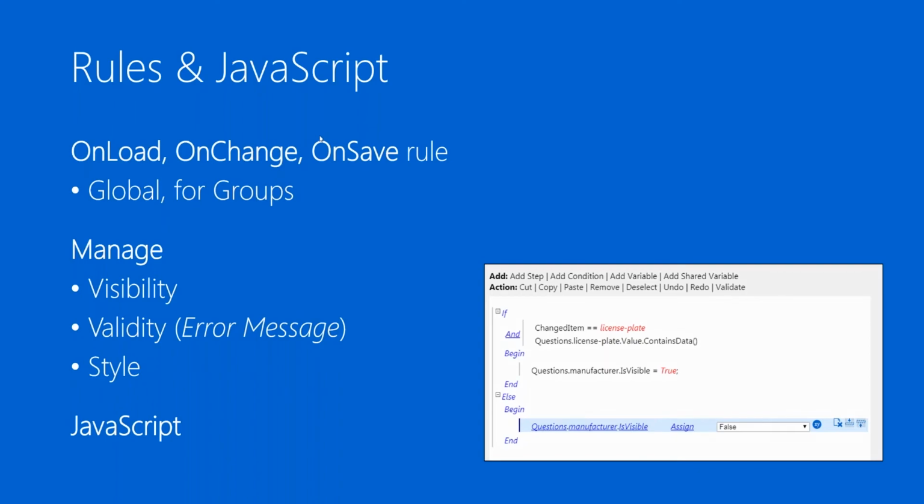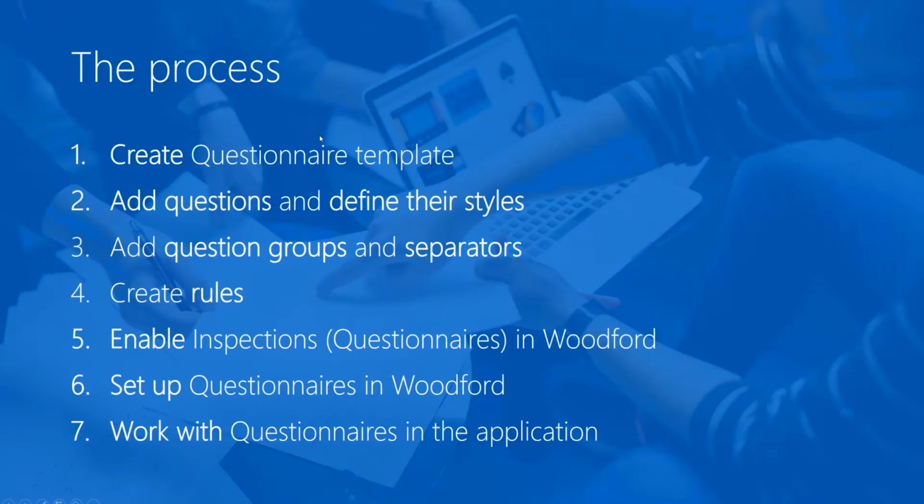So the overall process would look something like this. You would create a questionnaire template, add questions, and define how they will look. You will structure them into question groups and perhaps use separators for better clarity and maybe a more refined look of your questionnaire. You will also create rules to define the logic which drives the questionnaire which you have just created.